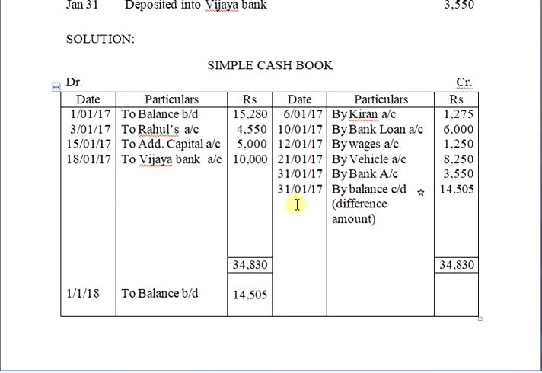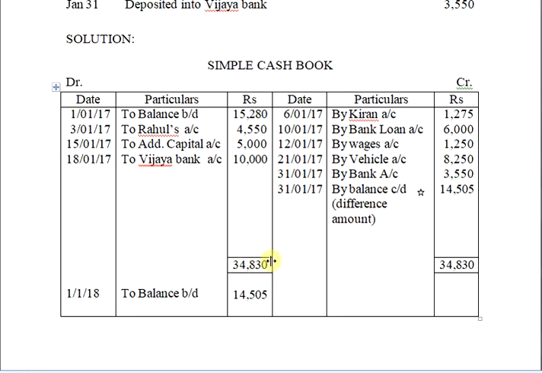When we make the total on both sides, the debit side total is more. How much is the debit side total? We will get 34,830. The same total goes to the credit side also, 34,830. So while totaling, make the total on both sides.